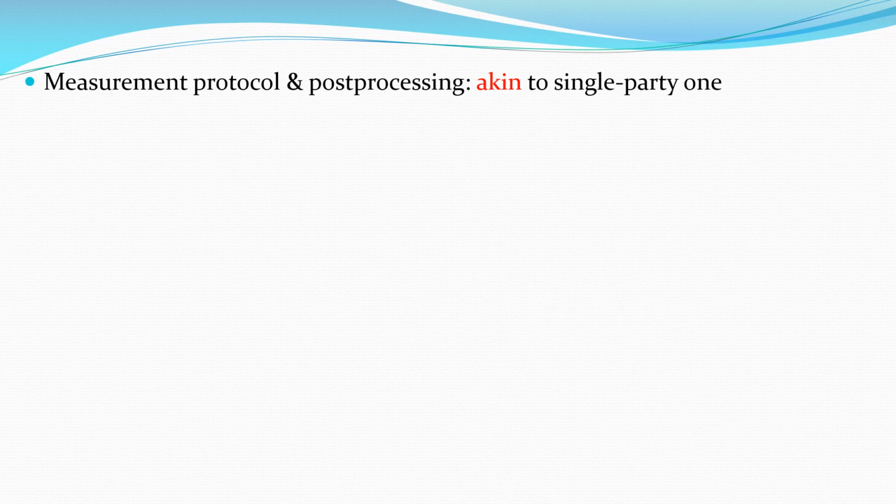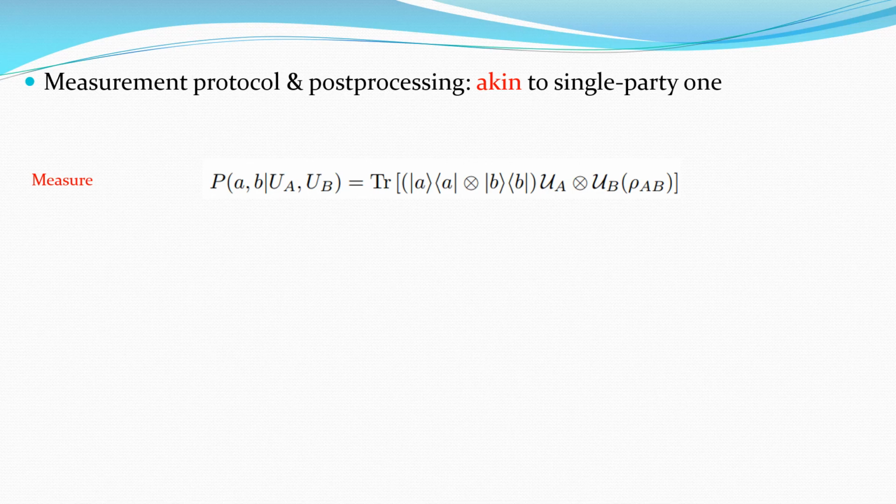The measurement protocol and the post-processing are very similar to the single-party one. First, we evolve the state rho_AB with U_A tensor U_B, where U_A and U_B are sampled from the random unitary, and then we do projective measurement on A and B respectively. By many times of these routines, we can get the probability P_AB conditional on U_A and U_B.